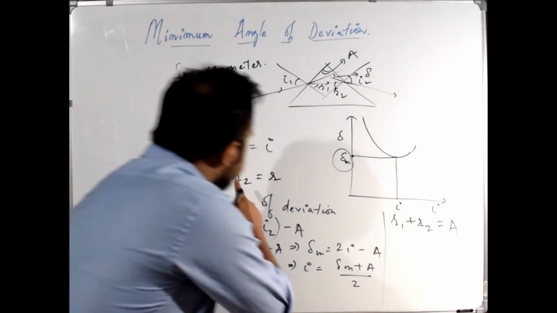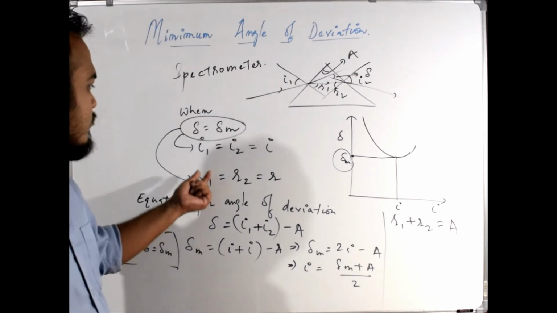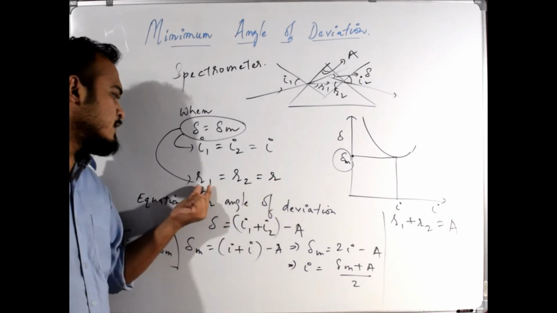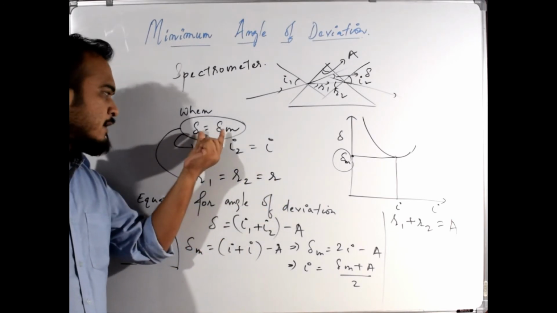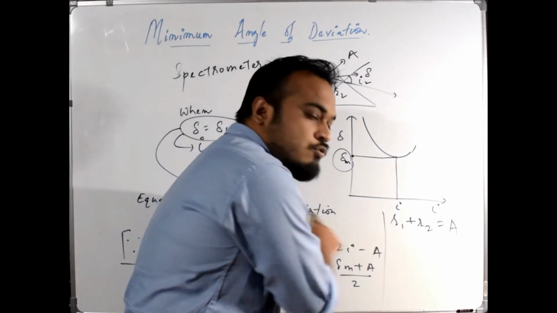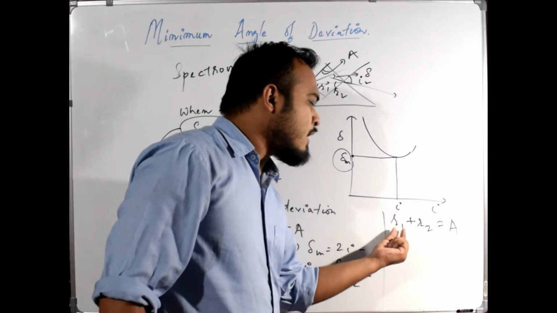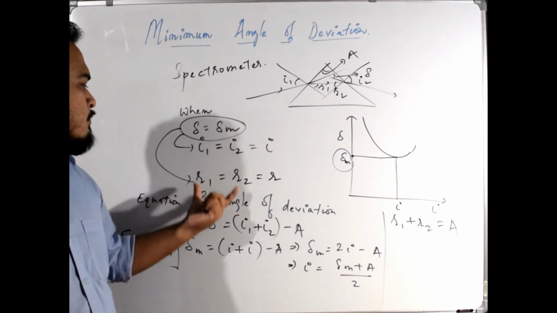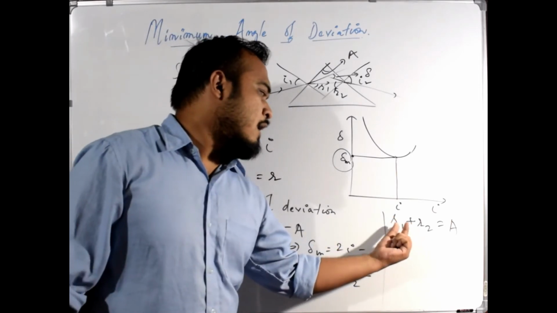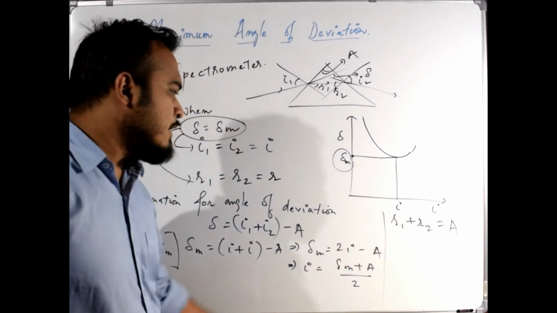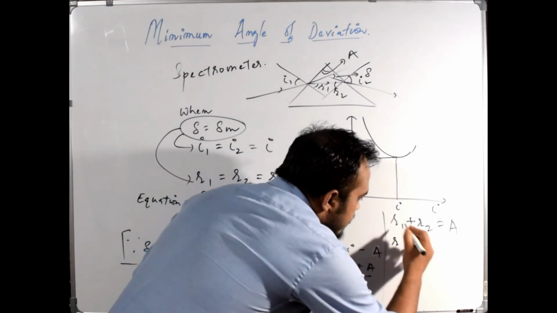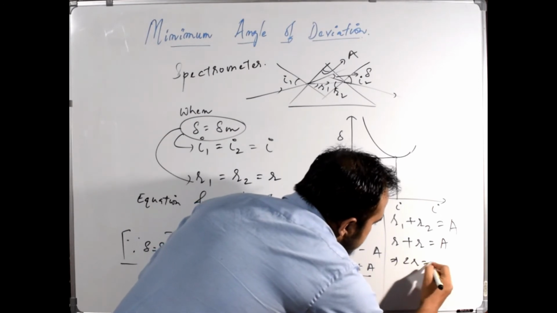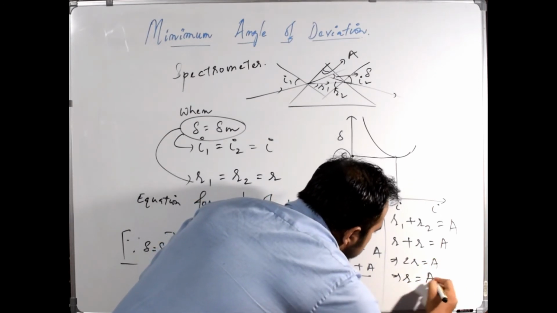We have seen that when delta is equal to delta m, R1 will be equal to R2 is equal to R. So what value can we put for R1 and R2? We can put the value of R1 and R2 to be R. So R plus R is equal to A, which implies 2R is equal to A. So R will be equal to A by 2.